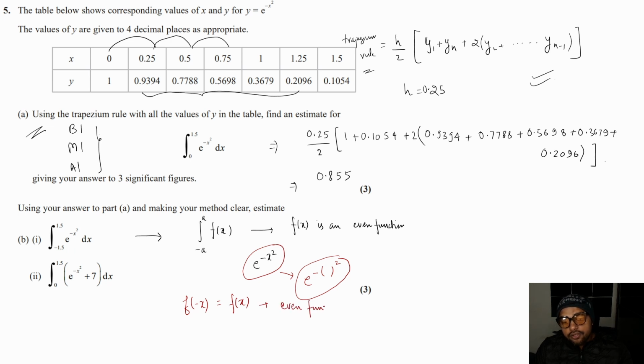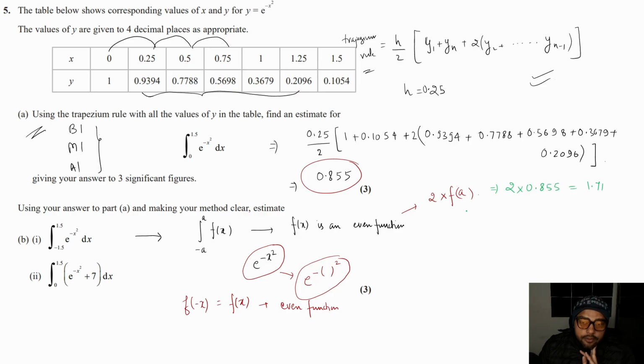So since this is an even function, we know that the integration of an even function within the range of negative a to a, this is the direct formula. It is equal to 2 cross of f(a). Since we have calculated the integration in the above part, that is equal to 0.855, the value for this integration will be 2 cross of 0.855, that will be equal to 1.71. It's just an integration part, and yeah, that will be equal to 1.7.